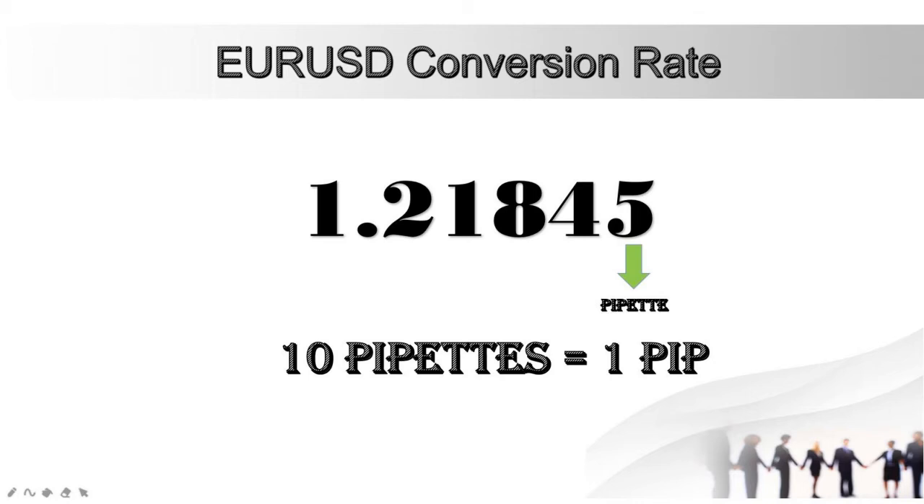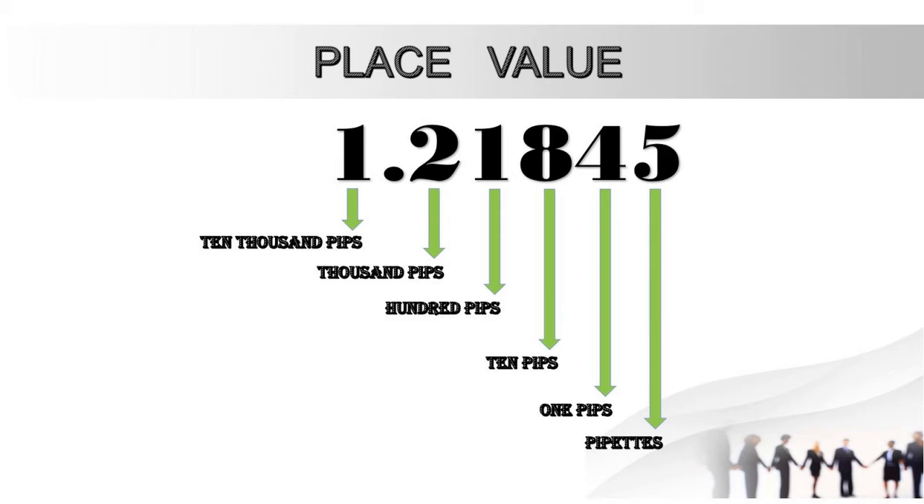Now we do the pips calculation for 1.21845 EUR/USD. To make it easy, just follow the place value of each number. Coming from right to left, the last digit 5 is pipot, 4 is 1 pip, 8 is 10 pips, 1 is 100 pips, 2 is 1000 pips, and then 1 is 10,000 pips.